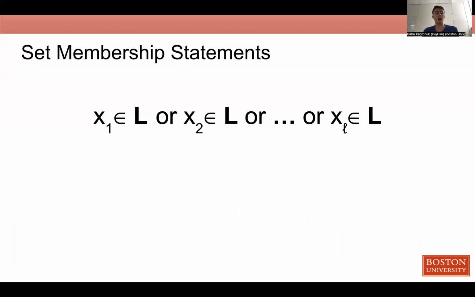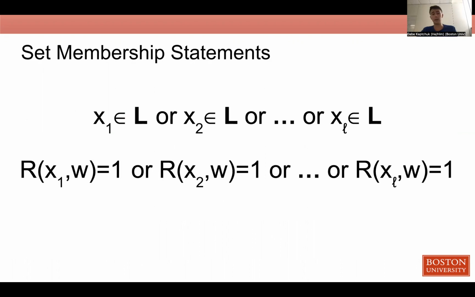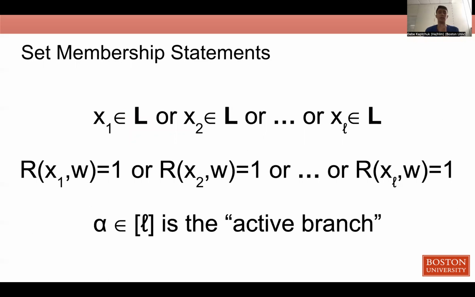In this work today, we're going to be talking about set membership proofs or set membership statements. These are statements or proofs in which a prover wants to demonstrate that X1 through XL, these are all publicly known elements, that one of them is in the language L. And we're also going to be using relation circuit notation here, so R being the relation circuit corresponding to L. And we're going to be using alpha to denote the active branch. That is to say, the index of the instance that the prover actually knows the witness for and is going to be using to actually satisfy the zero knowledge proof.